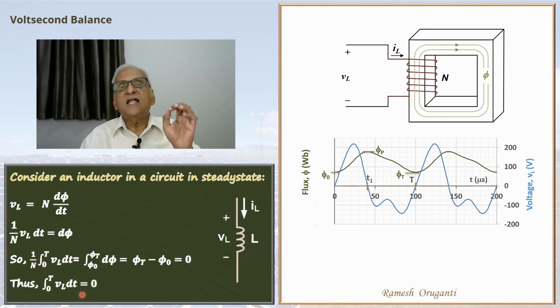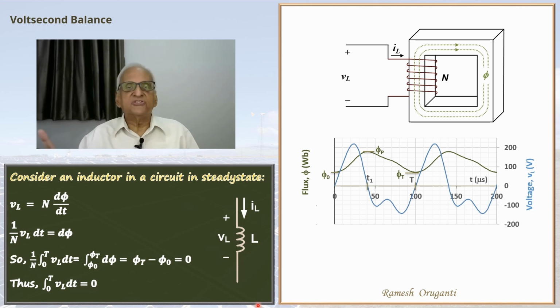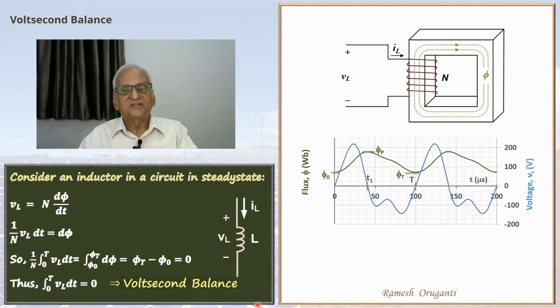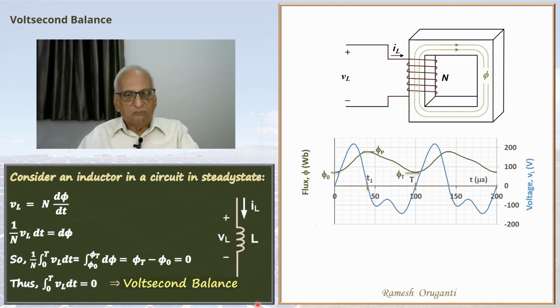So the integral of the voltage waveform of any inductor, and we will see for a transformer also, the integral of the voltage waveform over a cycle under steady state will be 0. This is Voltsecond balance. A very logical and simple idea but useful. The reason why it is called Voltsecond balance, the use of the word balance, we will see shortly.